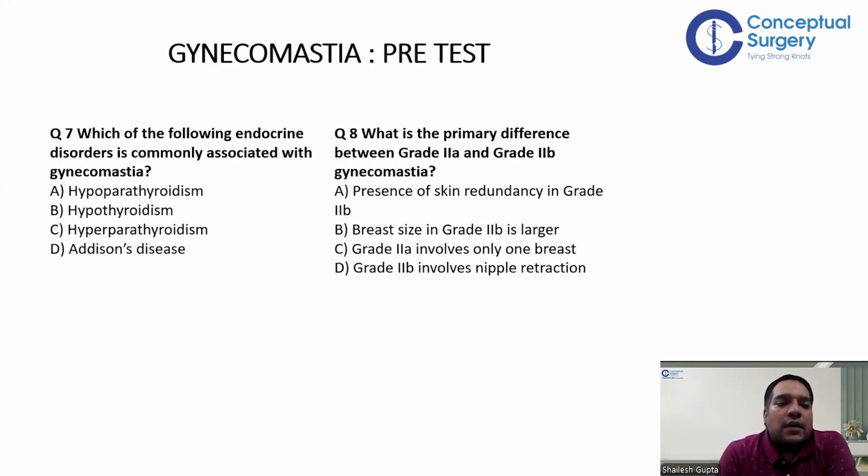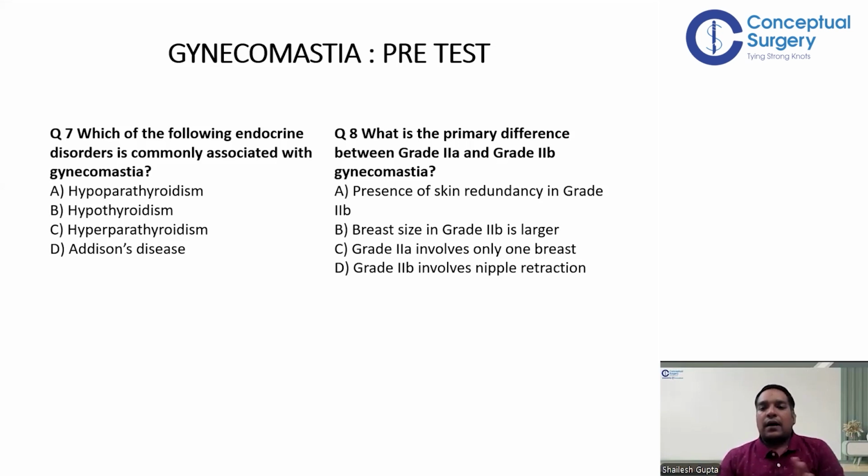Question number 7, which of the following endocrine disorders is commonly associated with gynecomastia? Hyperparathyroidism, hypothyroidism, hyperthyroidism, or Addison disease. Question number 8, what is the primary difference between grade 2A and grade 2B gynecomastia? Presence of skin redundancy in grade 2B. Breast size in grade 2B is larger. Grade 2 involves only one breast. Grade 2B involves nipple retraction. So this is according to the staging of gynecomastia.